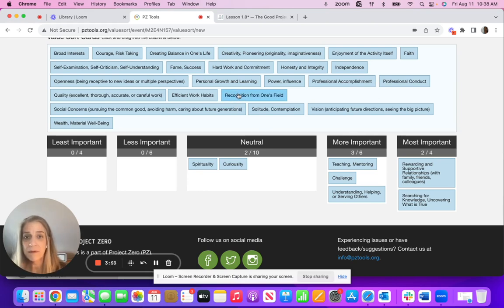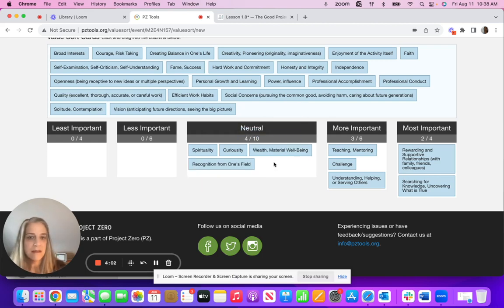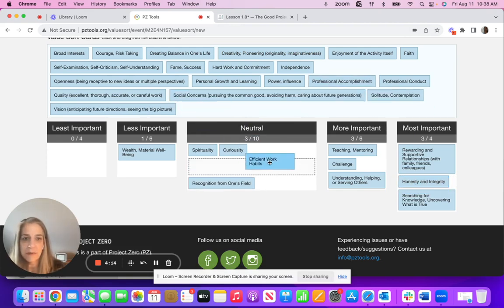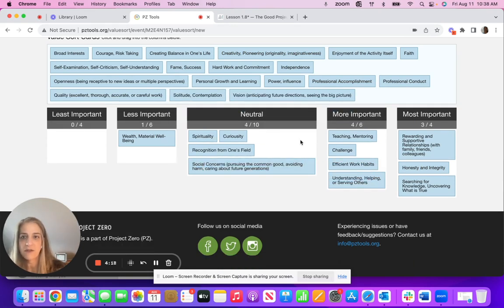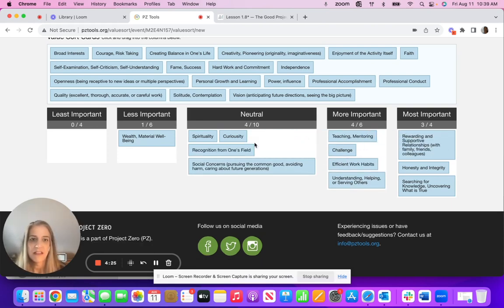Is it important to me to be recognized by my field? Yeah, but I don't know if it's up here. Wealth and material contributions to well-being, yes, important, but it might end up over here, I have a feeling. And by the way, I've done this once or twice before. Honesty and integrity, very important to me. So you can just explain that this is a process, and as you go through, things might end up being moved over or back, and that's okay.